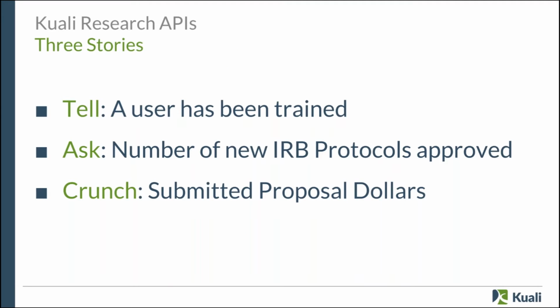Okay, so let's get back to those three stories I mentioned. So we're going to work through these. Again, we're going to tell Kuali Research that a user has been trained and is now able to do something in the system that they weren't previously able to do. Then we're going to ask Kuali Research the number of new IRB protocols that have been approved. And then we're going to crunch the data, and we're going to be able to slice and dice submitted proposal dollars so we know exactly what we could forecast on when money could be coming into the university and what we would need to prepare for in order for PIs to be able to leverage those sponsored funds.